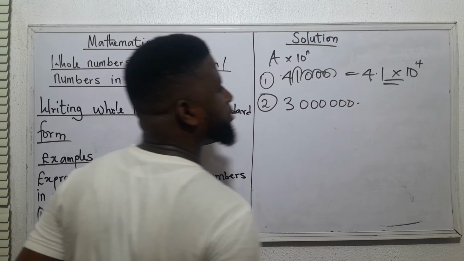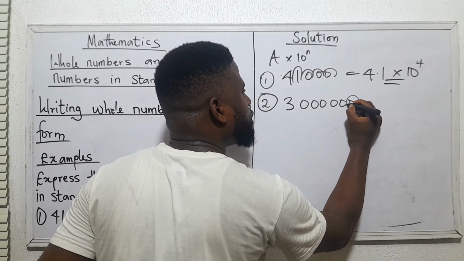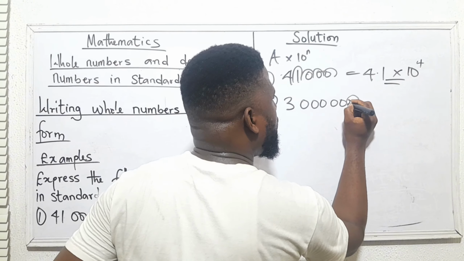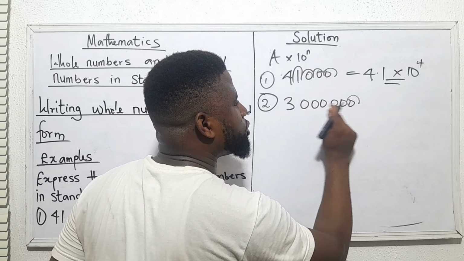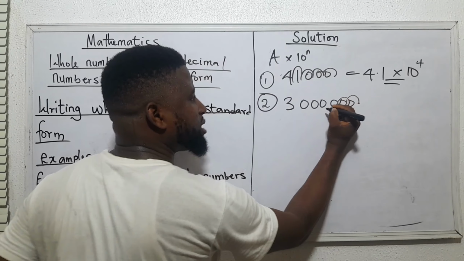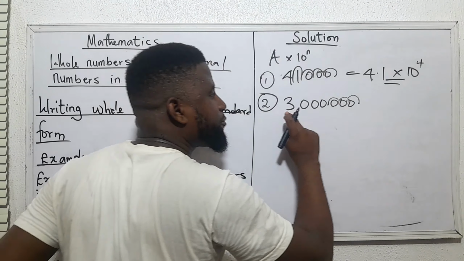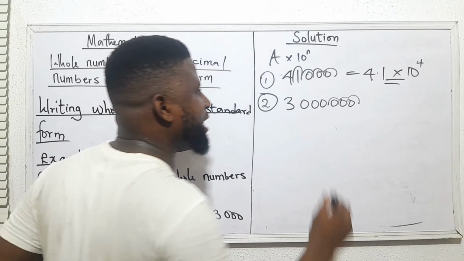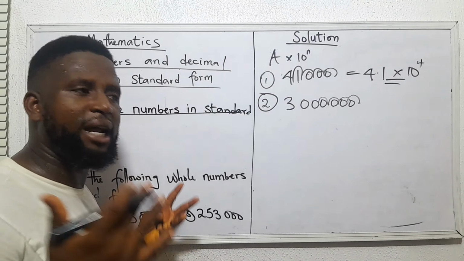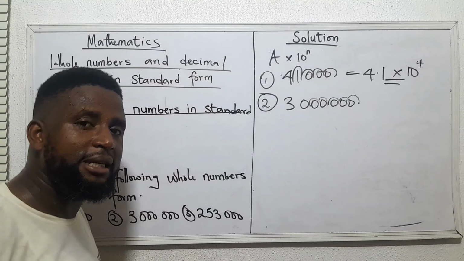Now, number 2, we have 3 million. This is the place of the decimal point. So what do we need to do? We need to begin to shift backward until we have arrived at A less than 10. Now, if we shift it one time, this is 300,000. It's clearly greater than 10. Shift it one more time, it is 30,000. It is greater than 10. Shift it one more time, we have 3,000. It is still greater than 10. If you shift it backward one more time, we have 300. It is still greater than 10. You shift it backward one more time, we have 30. It is still greater than 10.